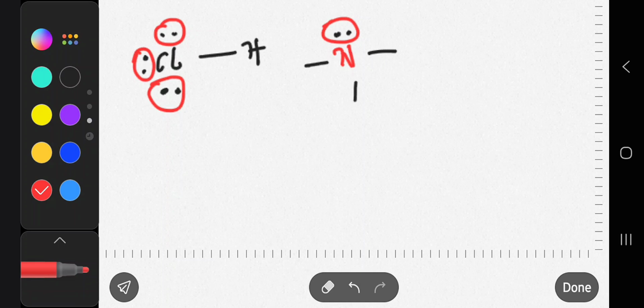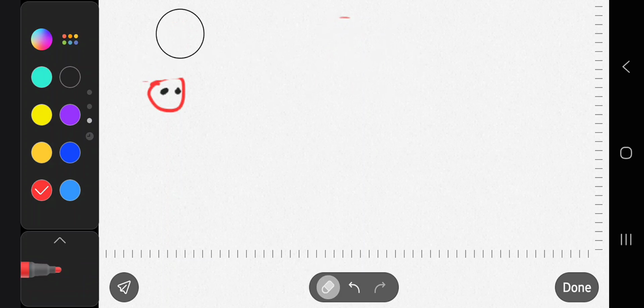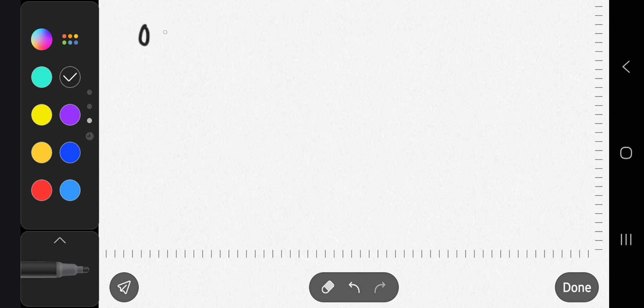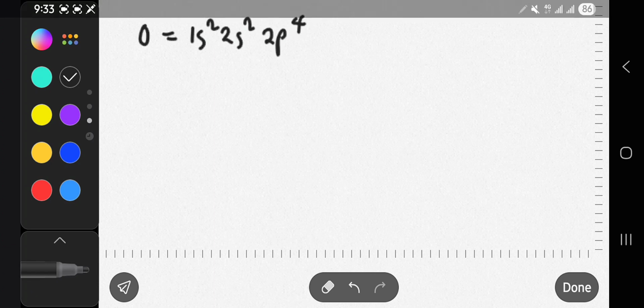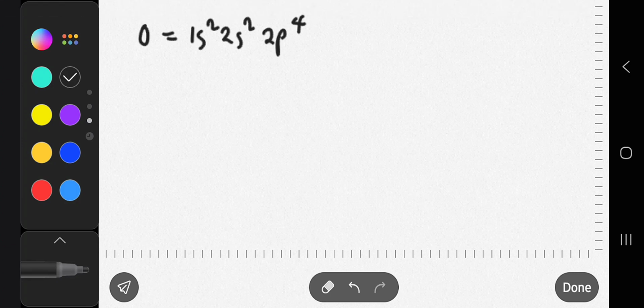Firstly, we would look at oxygen. Oxygen is part of what we'll be looking at. So let's look at oxygen, for example. Now, the atomic number of oxygen is 8. So we're going to have 1s2, 2s2, 2p4. All right, so what does this mean?